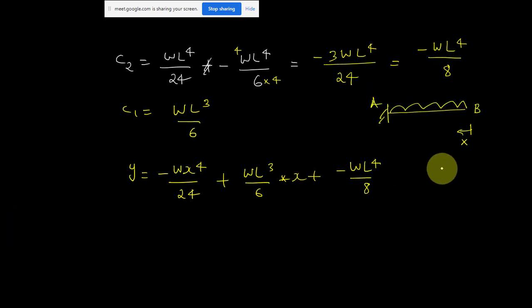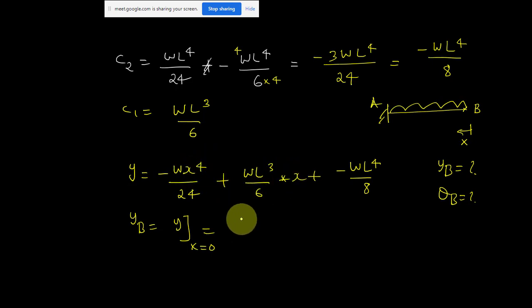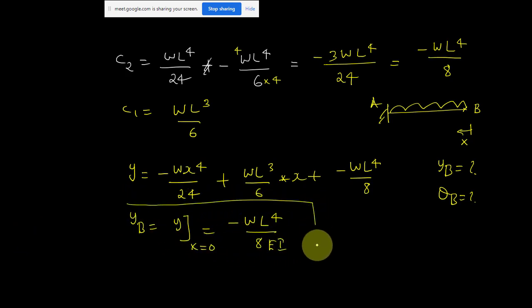So finally what you have to find out is the deflection at B, that is your question, and the slope at B. So to get the deflection at B, it is equal to deflection y at x equal to 0. For x equal to 0, you will get this point. So substitute x equal to 0, this will become 0 and this will also become 0. So you will get minus WL raised to 4 by 8. Since EI is there, it will become WL raised to 4 by 8 EI. This is the equation for the deflection at the free end.